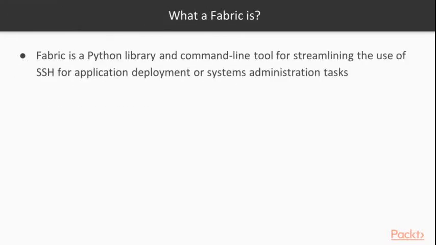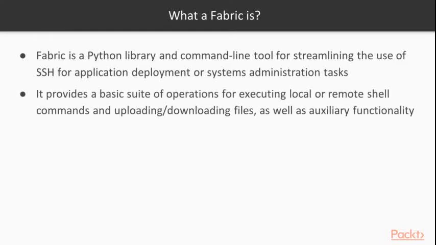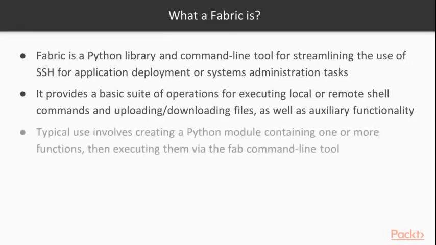So Fabric is a Python library and command line tool for streamlining the use of SSH for application deployment or system administration tasks. It provides a basic suite of operations for executing local or remote shell commands, normally or via sudo, and uploading and downloading files, as well as auxiliary functionality such as prompting the running user for input or aborting execution of a specific task.